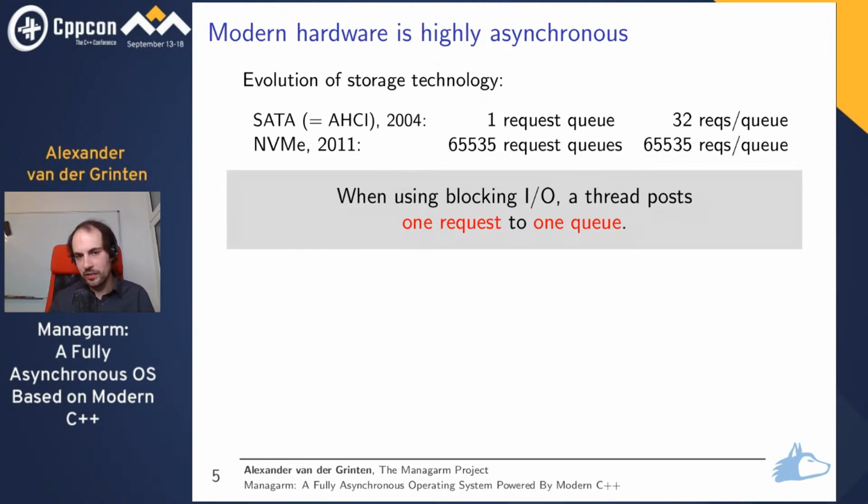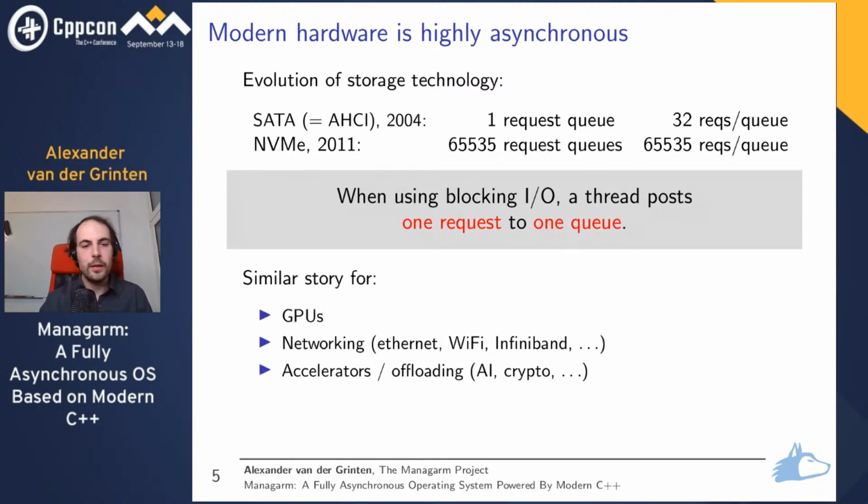It will never post many requests to many queues at the same time, and that's a huge bottleneck. You cannot really utilize this modern storage technology using only one thread, at least not if you're not using async. Good. And the story is similar for other devices, for example, for GPUs, for networking devices at the low end.